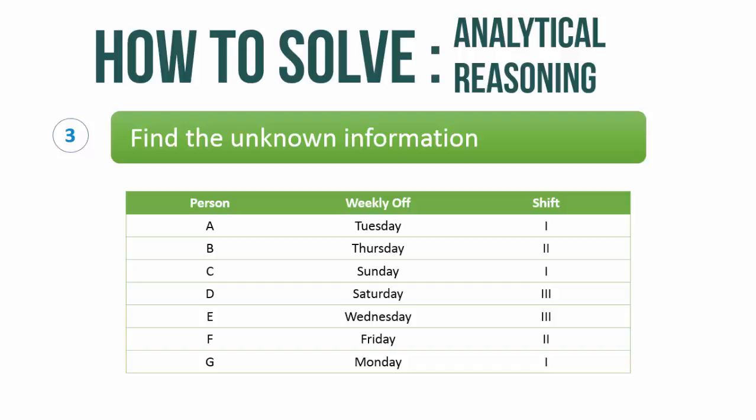Now we have a table with all the information neatly structured. You have per person, you know what the person's weekly off is and you also know what shift that person works in. You can then answer the 4 or 5 questions that follow, and each of those questions can be easily answered just by looking at this table.